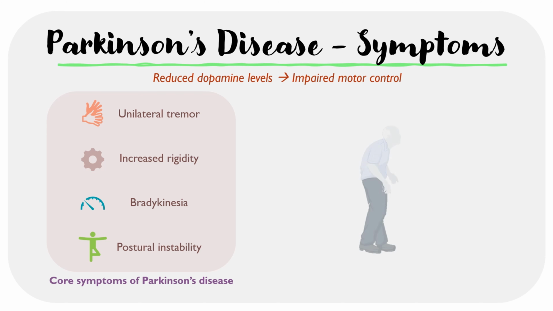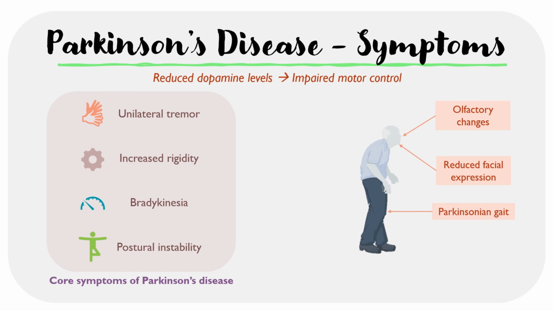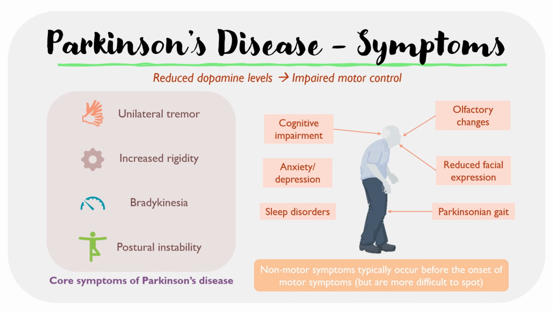There are also some additional symptoms to be aware of, which include olfactory changes, so changes to the sense of smell, reduced facial expression, a Parkinsonian gait or a shuffling gait, which is a bit slower than normal, cognitive impairment, as well as some mood disorders such as anxiety and depression, as well as disturbances to sleep. Importantly, it's the non-motor symptoms which typically develop before the motor symptoms, but these are often more difficult to spot, which results in delayed diagnosis in most individuals.